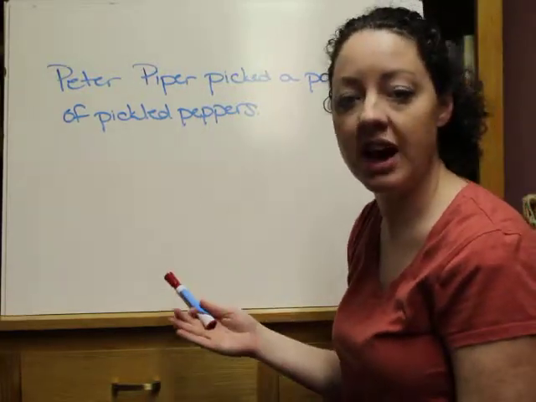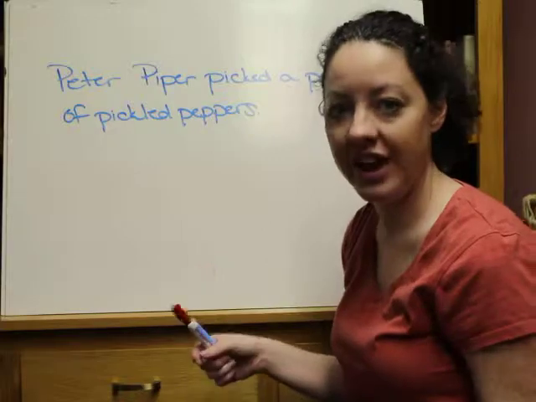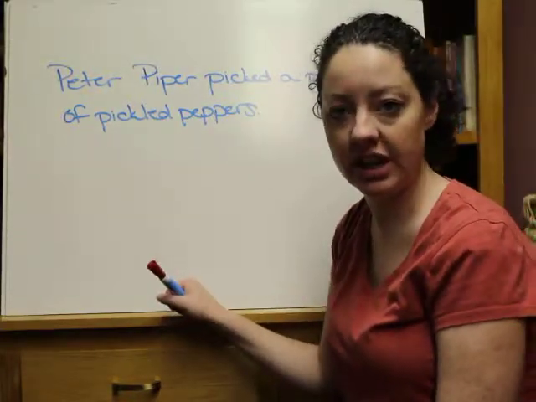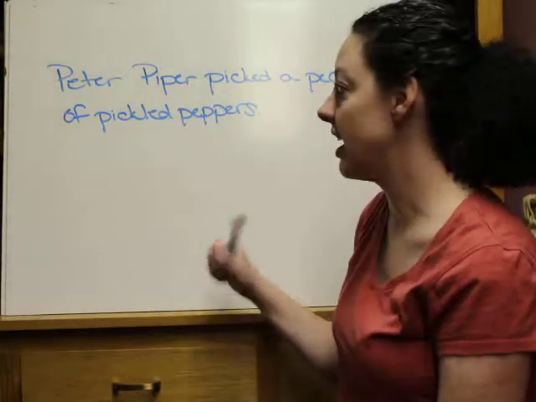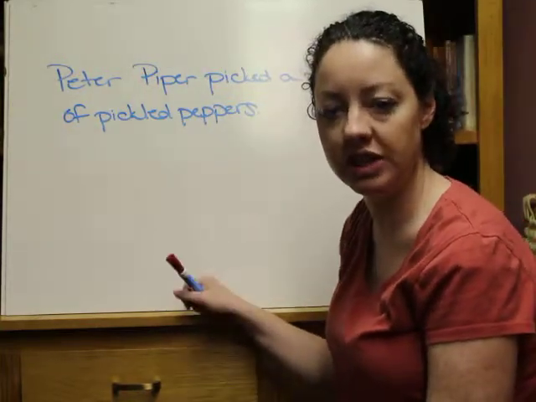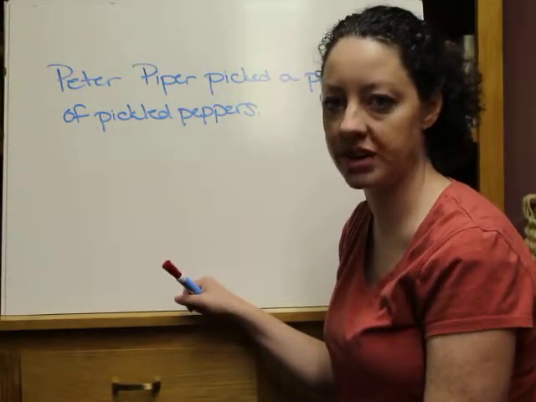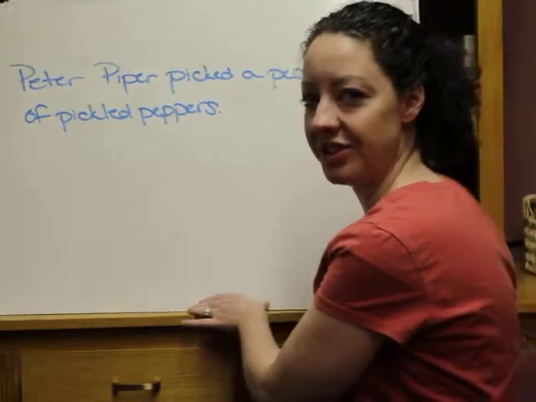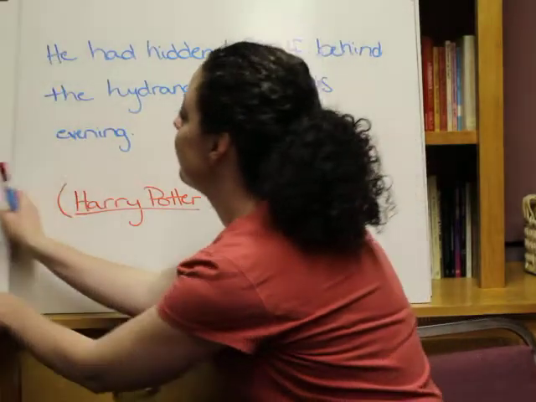This is a nursery rhyme or a tongue twister, and so alliteration is used very frequently for emphasis and for a cool sound when you're reading or reciting a nursery rhyme or tongue twister. And tongue twister is also an alliteration.